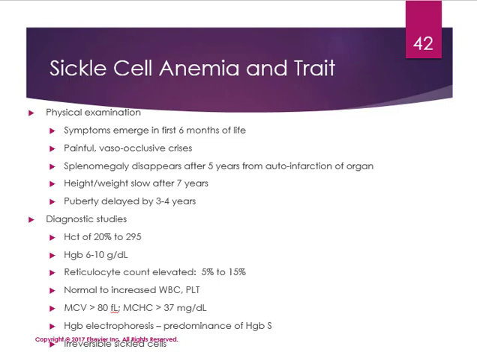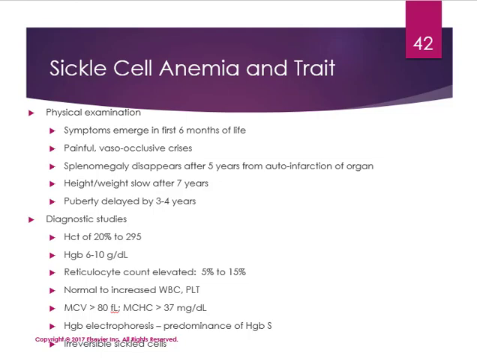On physical exam, you're going to see symptoms that emerge usually in the first 6 months of life. It can have vaso-occlusive crises, which can be very painful, splenomegaly. The splenomegaly may disappear after about 5 years of age due to the body pulling oxygen away from that part of the spleen. You may notice that height and weight slows down after about 7 years, and puberty may be delayed by 3 or 4 years with these patients.